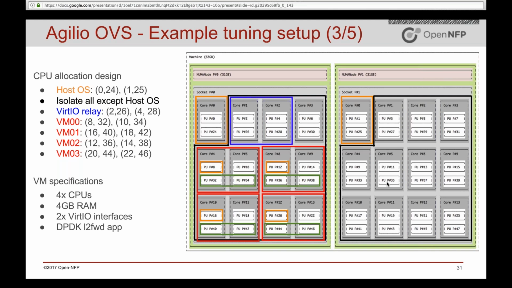As some more information on the VMs that were used in this case, we can see that there were 4 CPUs being used from the output of this diagram, and also 4 gigs of RAM and 2 Virtio interfaces. Now, 2 different CPUs were allocated for each of the VMs to run a DPDK L2 forwarding app to be able to take traffic from a single interface and pass it through into the other interface. And that's why we've dedicated 2 CPUs from each of the VMs for the data plane processing.